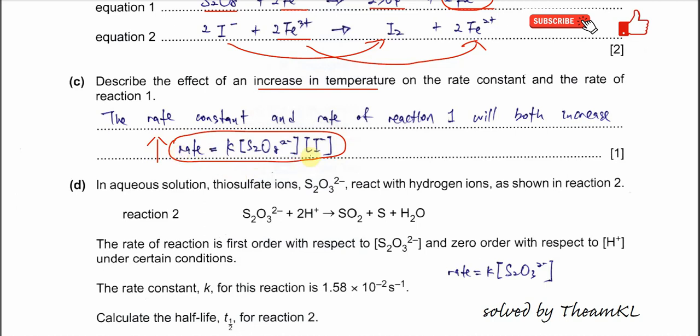If the concentration of persulfate is constant, meaning the same, because the rate has now increased, the rate constant must therefore increase. If the concentration of persulfate stays the same, it's quite easy. So both the rate constant and the rate of reaction will increase because of that.